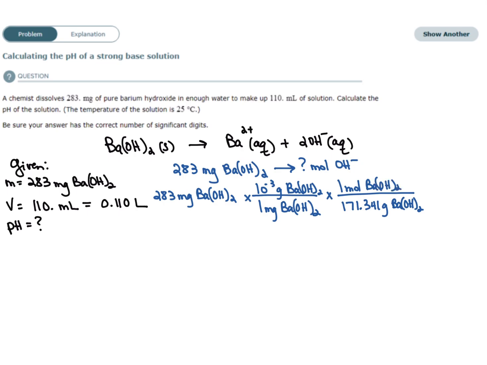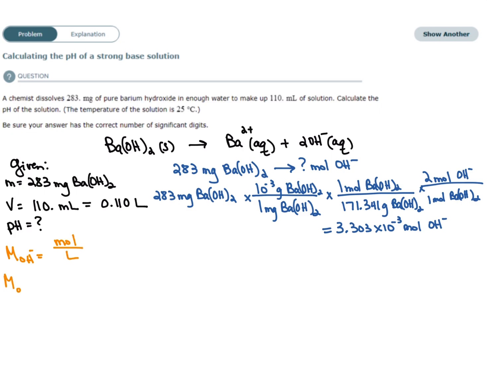Now I want to do a conversion between moles of barium hydroxide to moles of hydroxide. I take a look at my balanced chemical equation. For every 1 mole of barium hydroxide, I have 2 moles of hydroxide. So that comes from the coefficients in the balanced equation. Okay, so now that I have moles of hydroxide, I can go ahead and find the concentration of hydroxide, which is moles over liters.